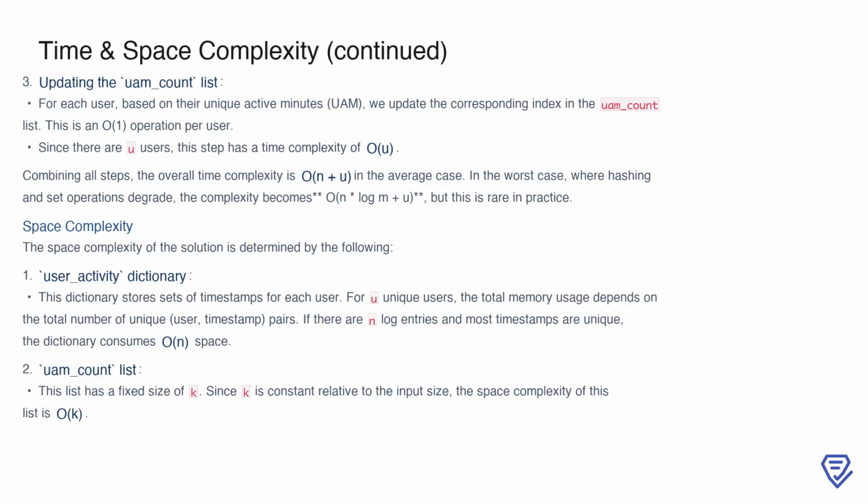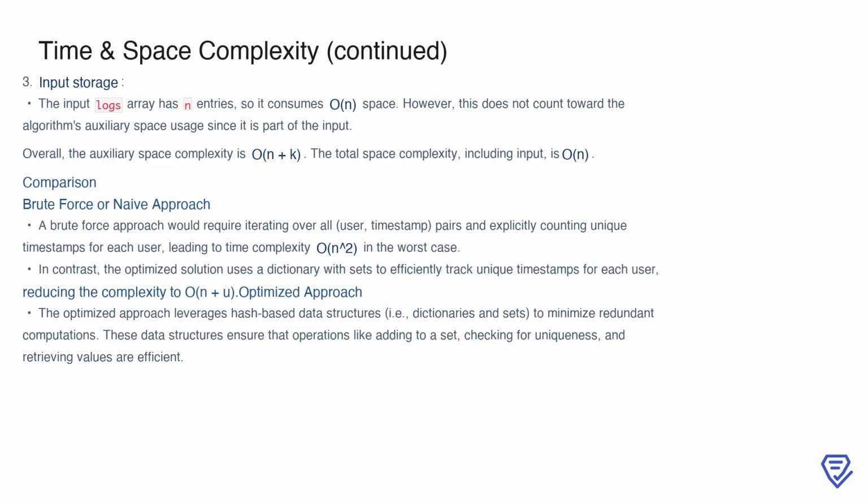Shifting focus to space complexity, the first contributor is the user_activity dictionary. This dictionary stores a set of timestamps for each user. If there are U unique users and n total log entries, and assuming most timestamps are unique, the dictionary consumes O(n) space. Additionally, the UM_count list contributes to the space complexity. This list has a fixed size of k, where k represents the maximum possible number of unique active minutes. Since k is constant relative to the input size, the space complexity for this list is O(k).